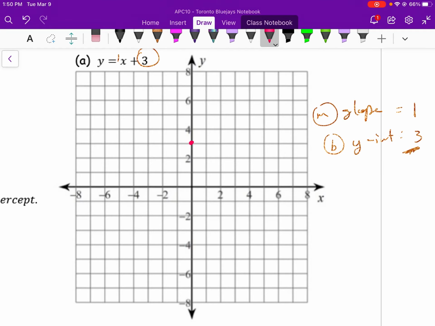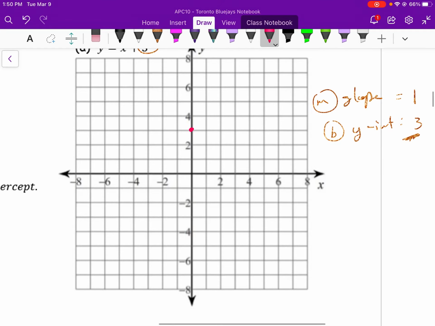So vertical change over horizontal. So I simply go up 1 unit, go over 1 unit, and I have another point right there. Take this down. How many points do you need to graph a line? 2. So you just draw a line between those 2 points, and that's the line that we're talking about.